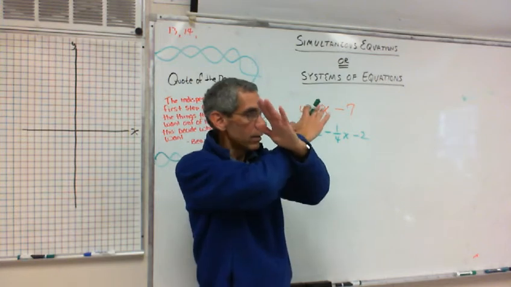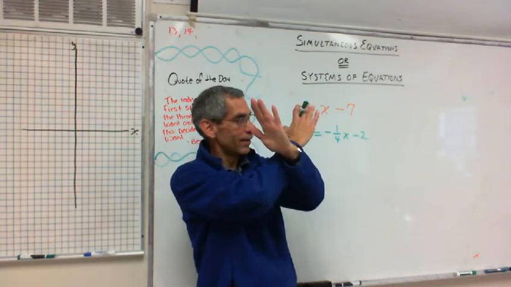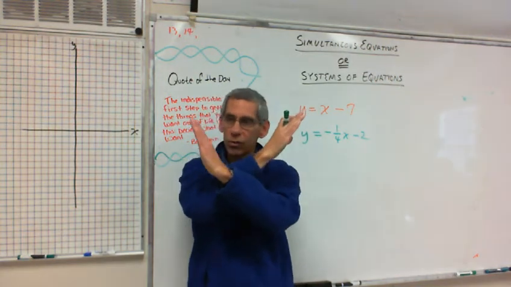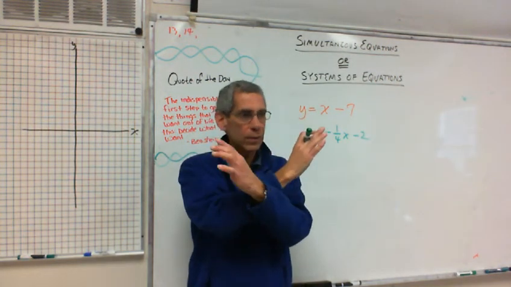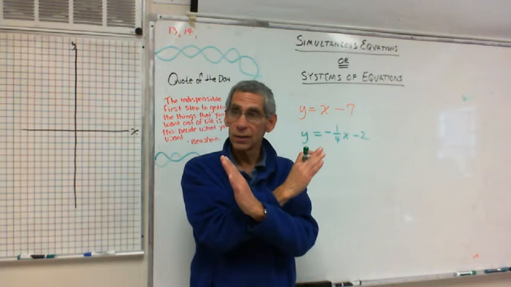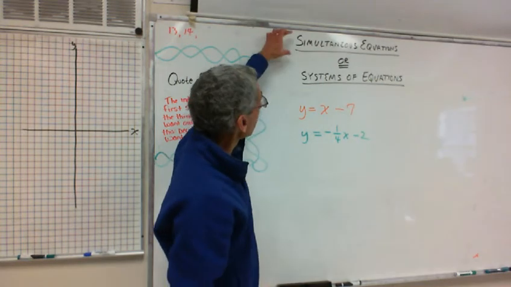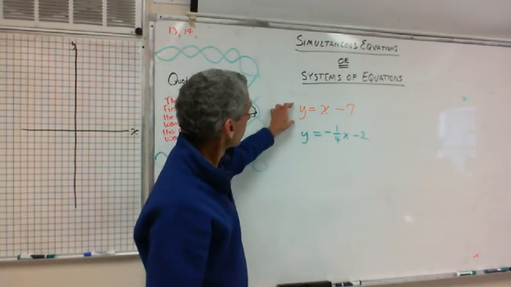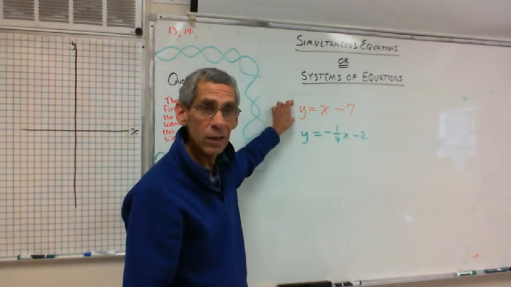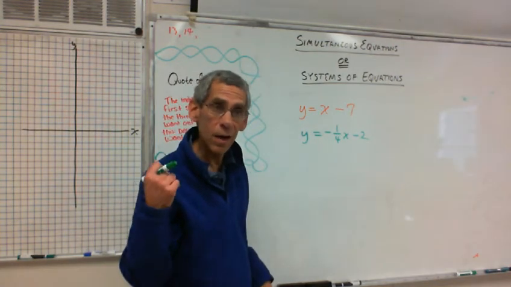The middle, right where they're touching. Where they both meet, that point of intersection. That is the point that I'm actually looking for. So when I have simultaneous equations, like I have two equations here, my goal is to graph both of these on a graph.